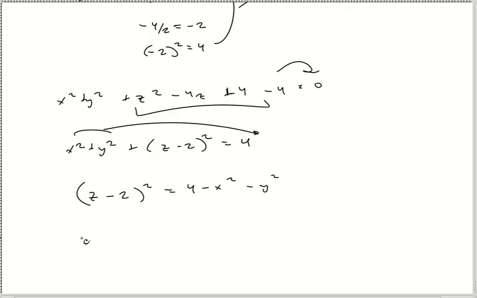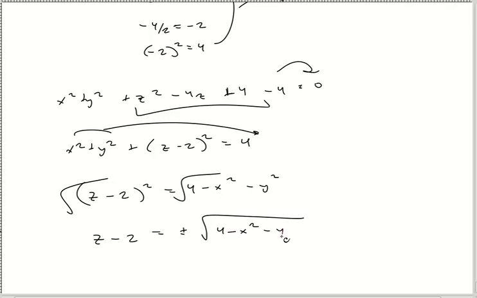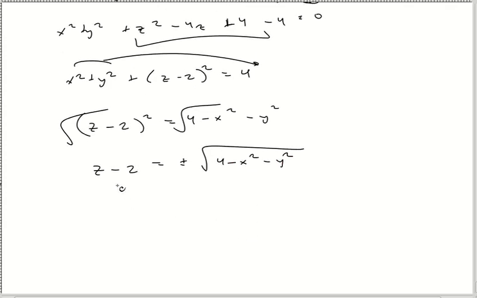How do you get rid of the squares? You square root both sides. And I know that it's going to start looking a little ugly. And with a square root, you're going to have a plus and a minus, right? And of course, add 2 to both sides. That's now going to be on the outside.